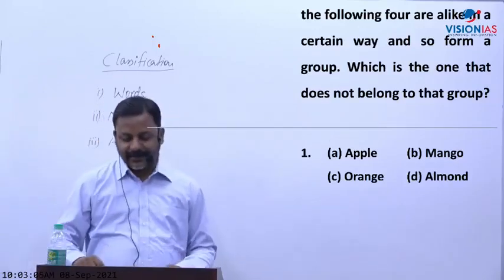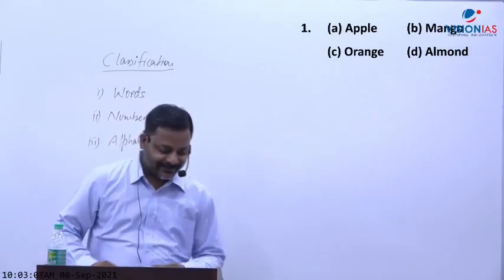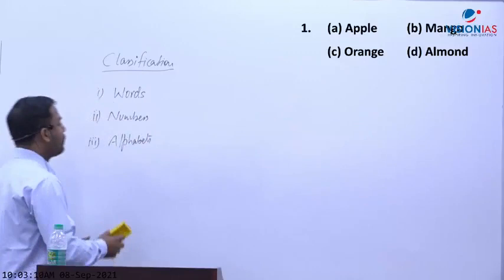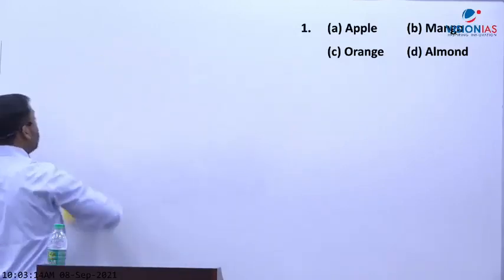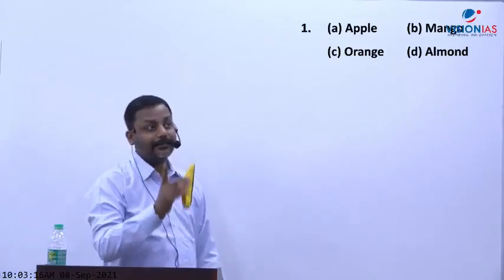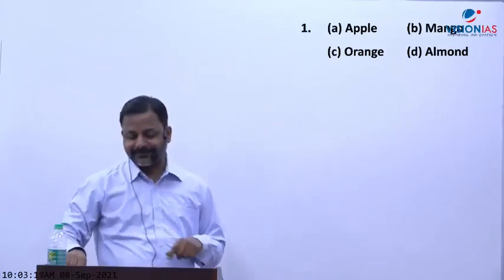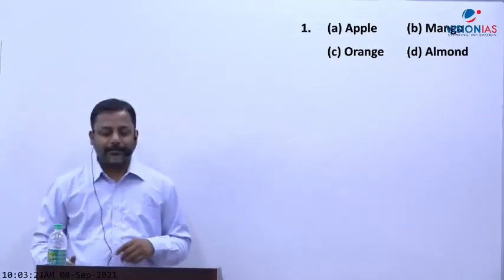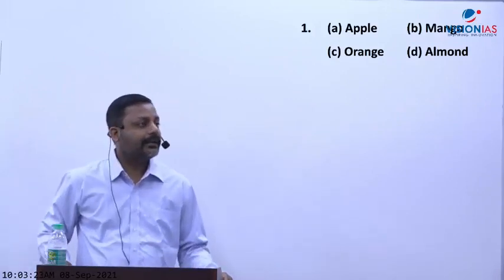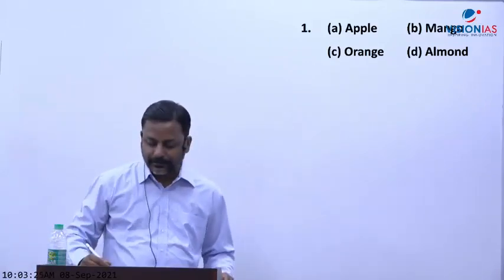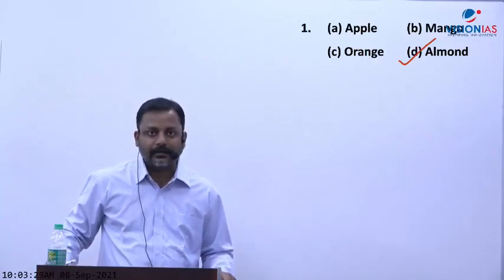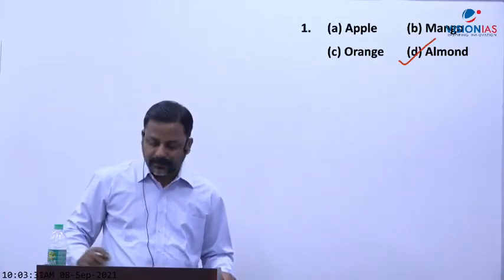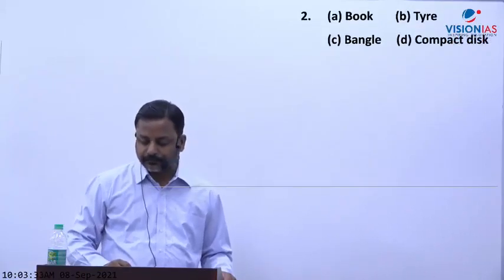Like this particular question. Question number 1. Out of the 4 options, which one is odd and why? Remember this, why? So among apple, mango, orange and almond, which one is odd? Almond is odd. Rest of the options are the name of fruits, but almond is a dry fruit.